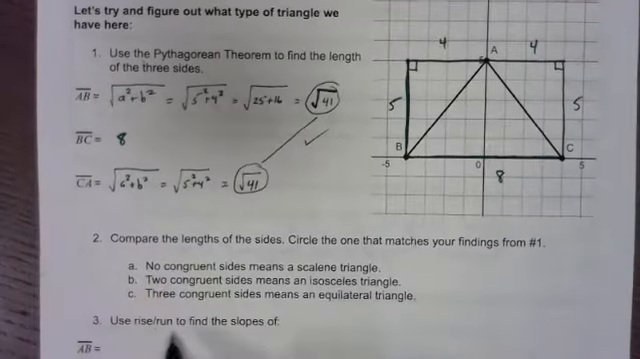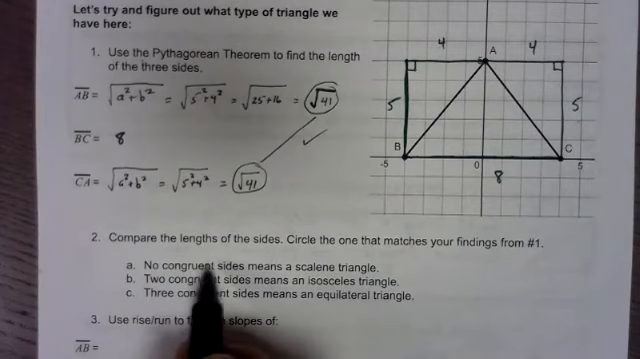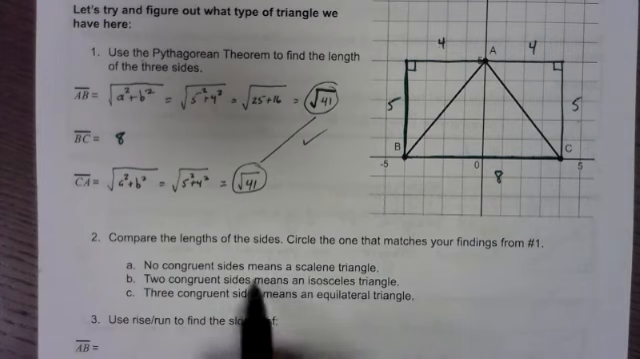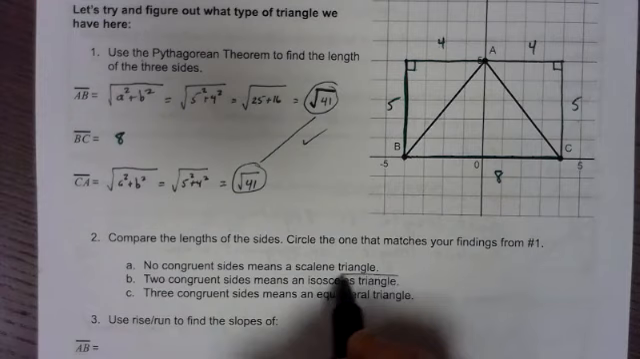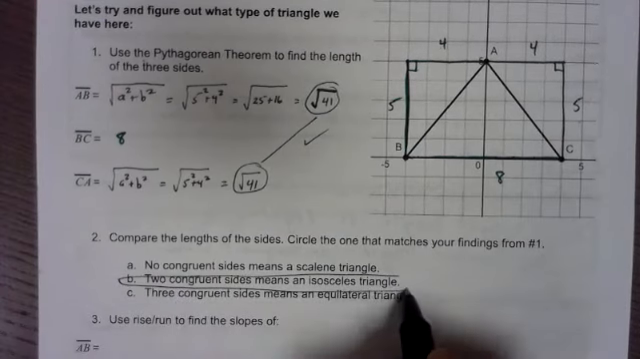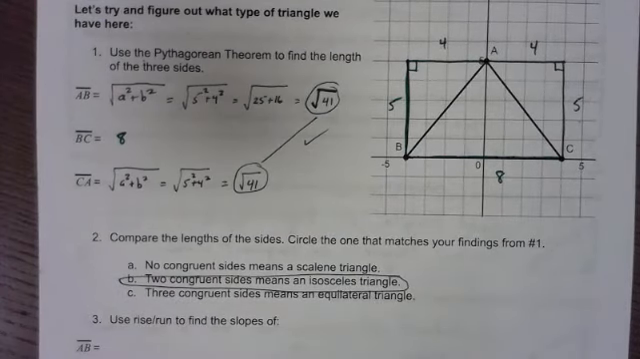And then down here, we come down to number 2, and we say, what choice works here? Well, no congruent sides means it's a scalene. 2 congruent sides means it's isosceles, and 3 congruent sides means it's equilateral. So therefore, we're going to circle the matching situation, which tells us that we have an isosceles triangle.